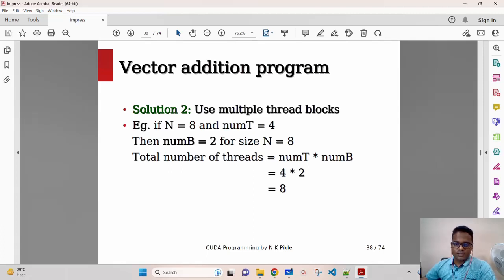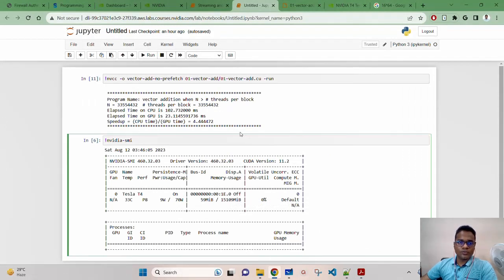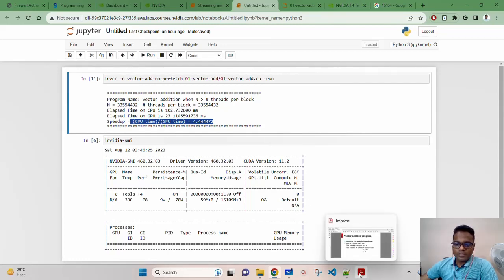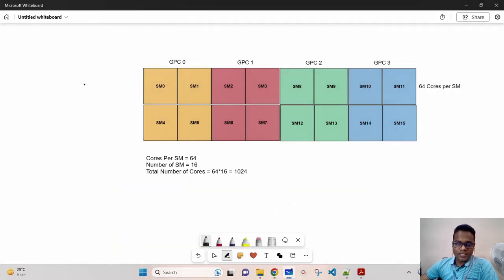In the previous episode, we saw that the performance of the vector addition program was limited. The speedup that we observed was only 4.4 times, and the reason I mentioned is poor utilization of the GPU. Now let's recap what we have learned from the GPU architecture. To understand that, I have drawn here a block diagram of the GPU.